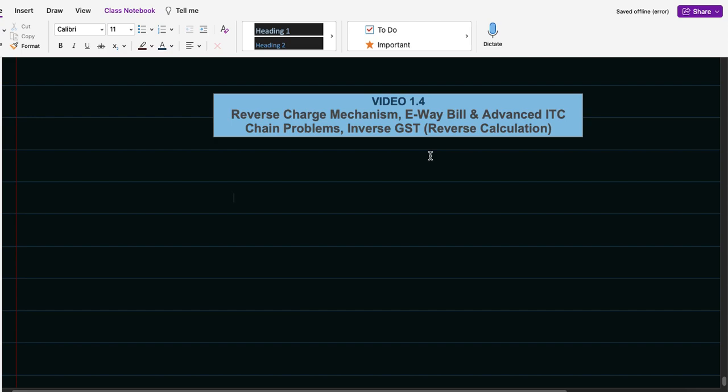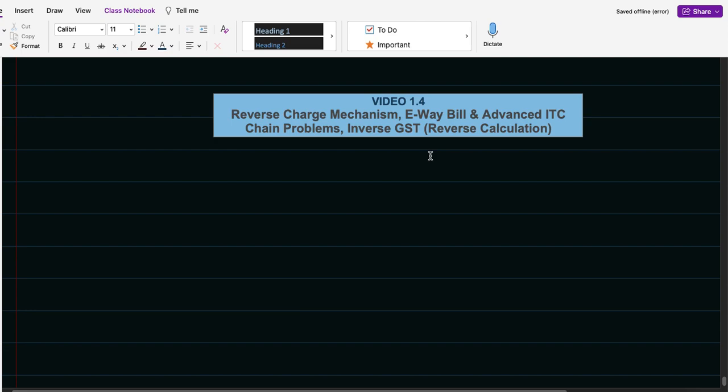Here's a plot twist in GST. What we have understood so far has a little bit of change now. Normally the supplier collects and pays GST, as we have learned, but in some cases the receiver has to pay the tax. This is called the reverse charge mechanism and it's the most surprising part of GST. Let's see how it works.